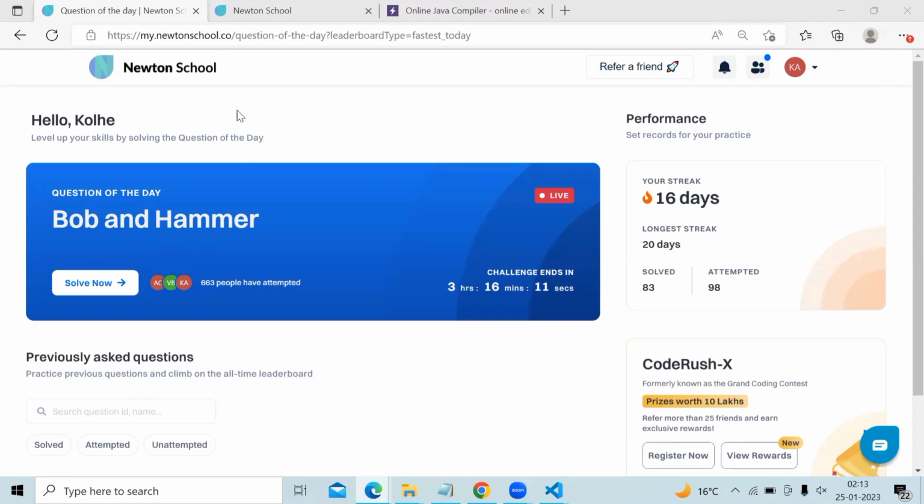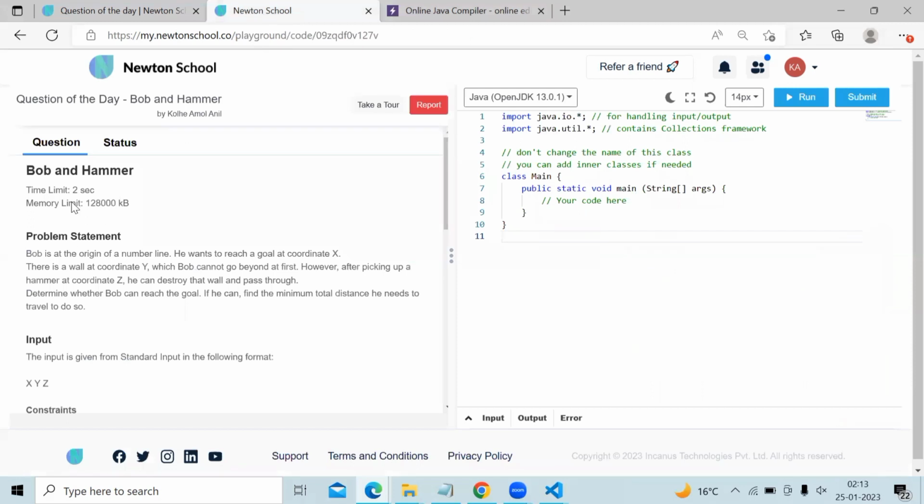Okay, so let's see the problem statement. Here you can see that we have been given a problem statement. Bob is at the origin of a number line. He wants to reach a goal at coordinate x. There is a wall at coordinate y, which Bob cannot go beyond at first. However, after picking up a hammer at coordinate z, he can destroy that wall and pass through.